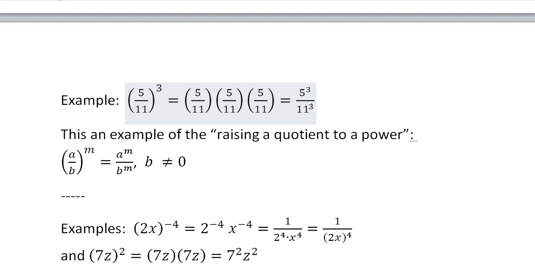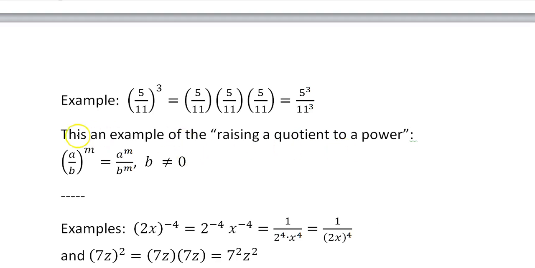All right, so here's an example. I have 5 over 11 to the 3rd power. I'm going to rewrite this as 5 over 11 times 5 over 11 times 5 over 11. Well, now I can multiply straight across, right? That's what I do with fractions. I multiply the numerators and then I multiply the denominators. So I'm going to have 5 to the 3rd power and 11 to the 3rd power. So hopefully it's evident why we can go from here to here. And this is known as raising a quotient to a power.